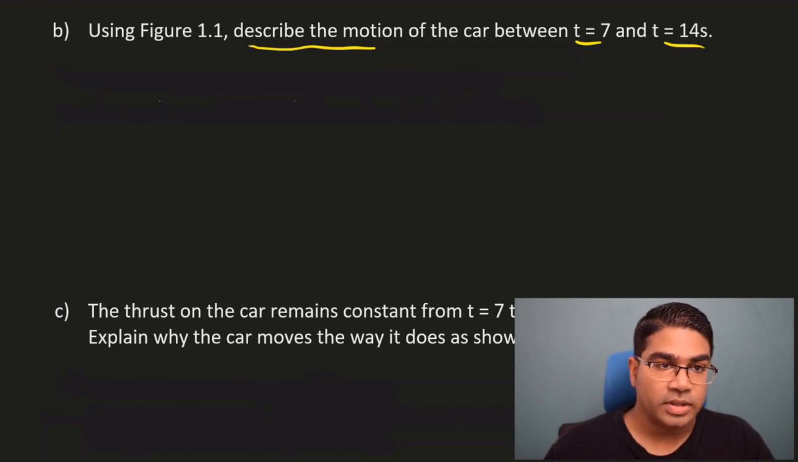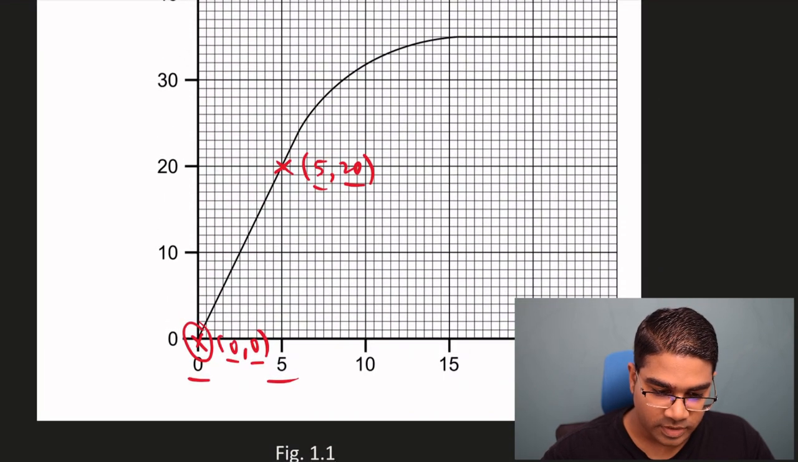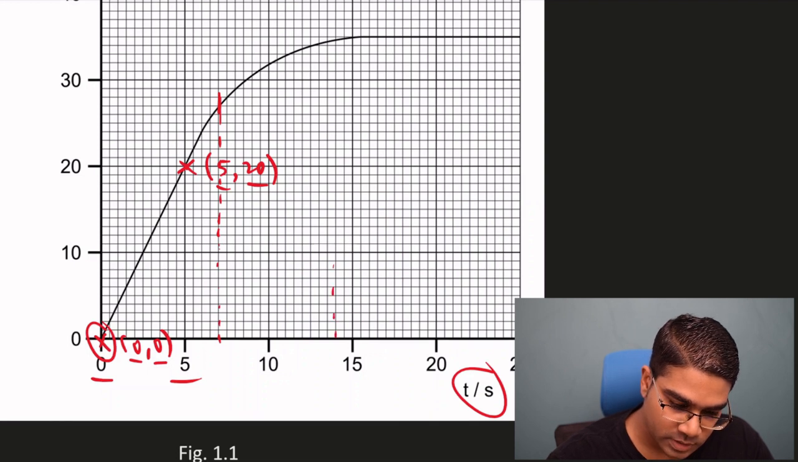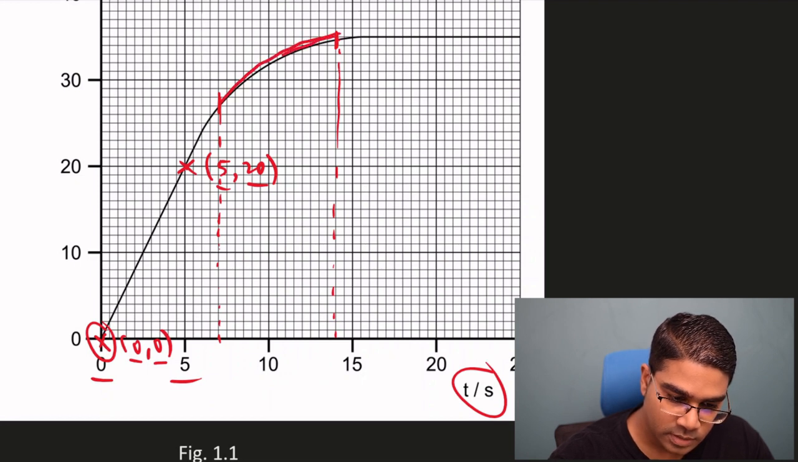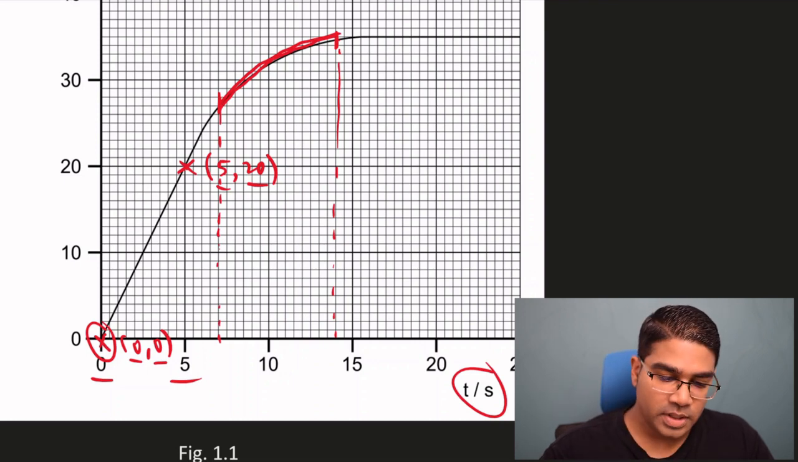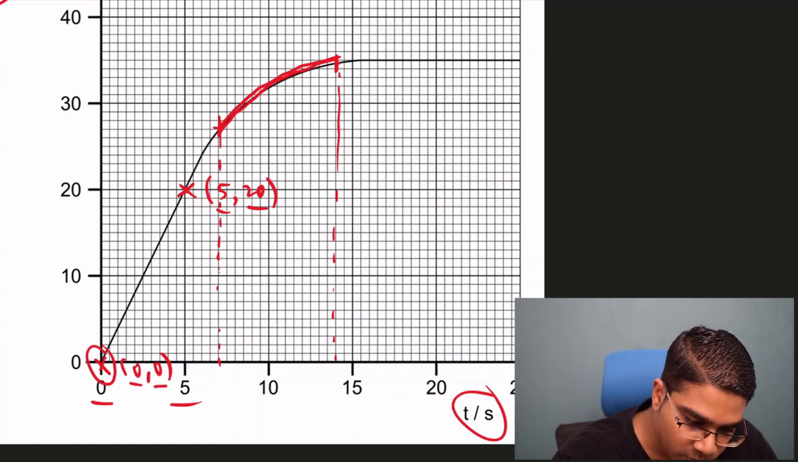So first, let's look at the graph. Let's mark t equals 7 and 14 first. t equals 7 is here. So we are looking at this point here. From here to 14, 14 is here, so to here. So this is the section that we are looking at. Now we are supposed to describe the motion of the car here. How do we describe the motion of the car? So from here, you can see that the speed is changing. The speed is still increasing. You can see clearly from here. When it is 7, the speed is here, this value here.